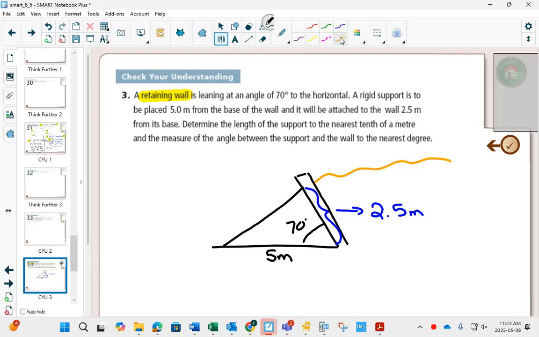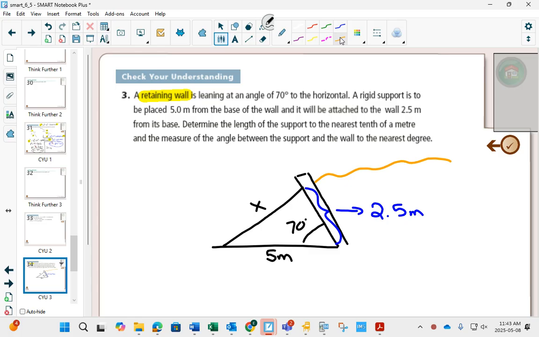When they first built this, they probably made it 90 degrees, and you could have used SOHCAHTOA. But over time, it's bent, it's fallen over, we can no longer use SOHCAHTOA. Can we use the sine law? No, because we don't have an angle on the opposite side, so we have to use the cosine law. And I want to solve for this x right here.